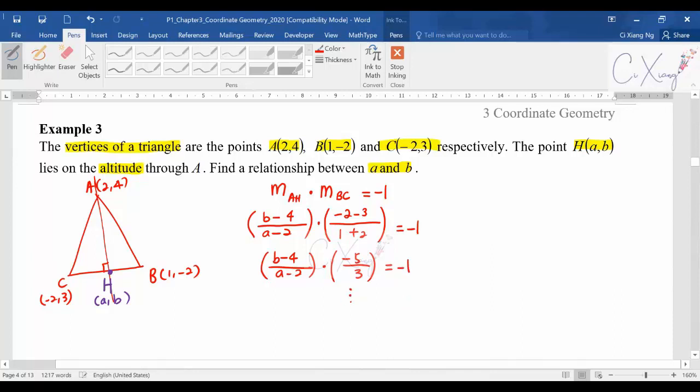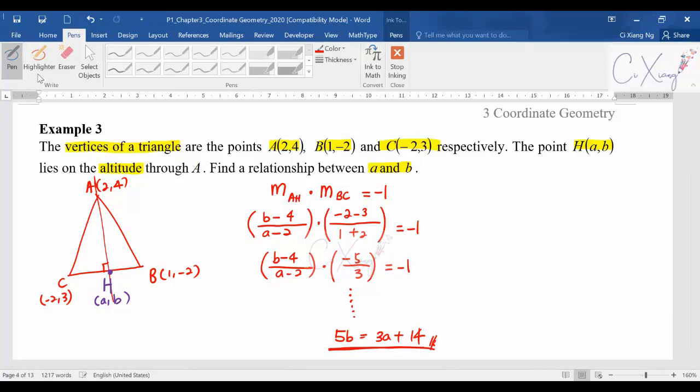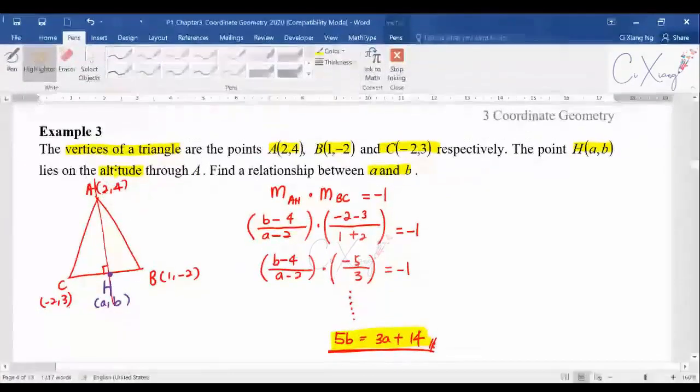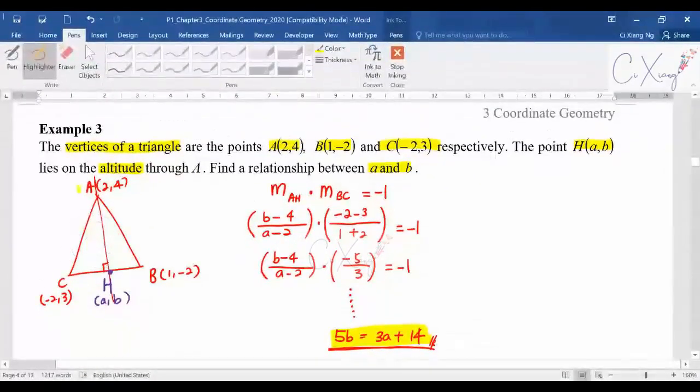Okay, so try to rearrange everything and see whether you can get 5b equals 3a plus 14 or not. This is the final answer that you should get, because here they only say find a relationship between a and b. So when you get an equation in terms of a and b, that means this is the relationship between these two values already. So 5b equals 3a plus 14. For this example, what I mainly want you to know is the word altitude, and how you actually sketch the altitude in the graph here.